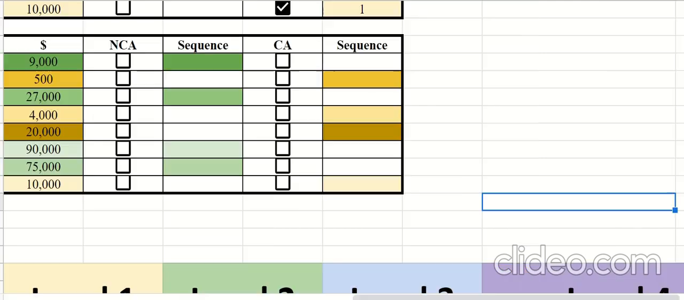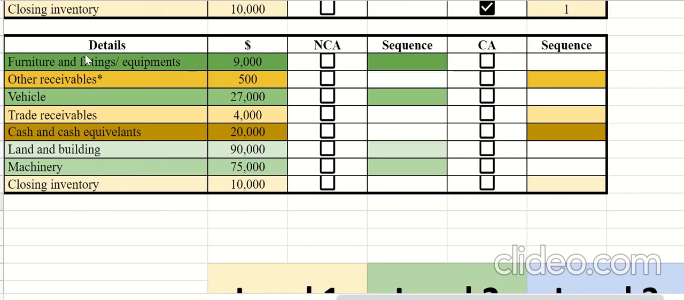Now, you get a few minutes to complete the task of identifying non-current assets and current assets. So you should have a sheet to complete this task. Furniture and fittings, equipments is a non-current asset. Other receivables, current asset. Vehicle is a non-current asset. Trade receivable is a current asset. Cash and cash equivalent is a current asset. Land and building, non-current asset. Machinery, non-current asset. Closing inventory, current asset.